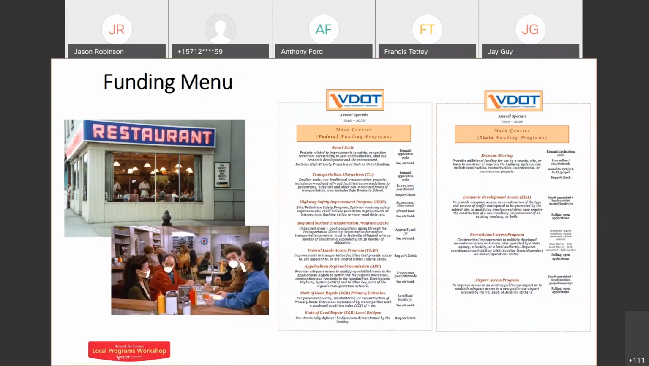Again, this is not meant to be exhaustive. It's really just meant to introduce you to some of the funding opportunities. And I do want to be clear that even the funding menu that we have there is not comprehensive. For example, we don't include CMAQ funds on our funding menu because that's not an option that we have in our district. So I don't want anybody to look at this and say, well, hey, this doesn't include all the funding options. You're correct. It does not.